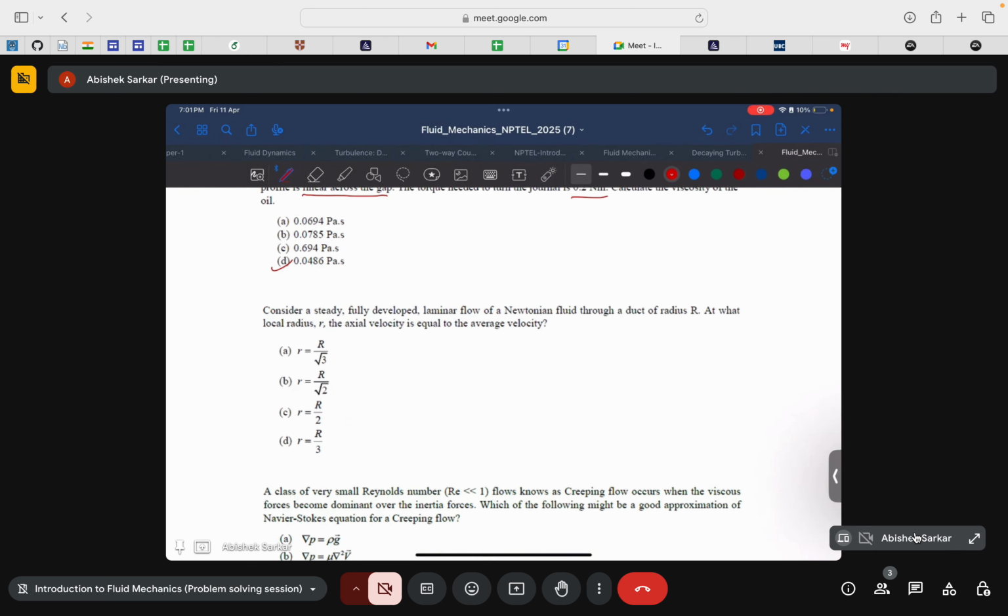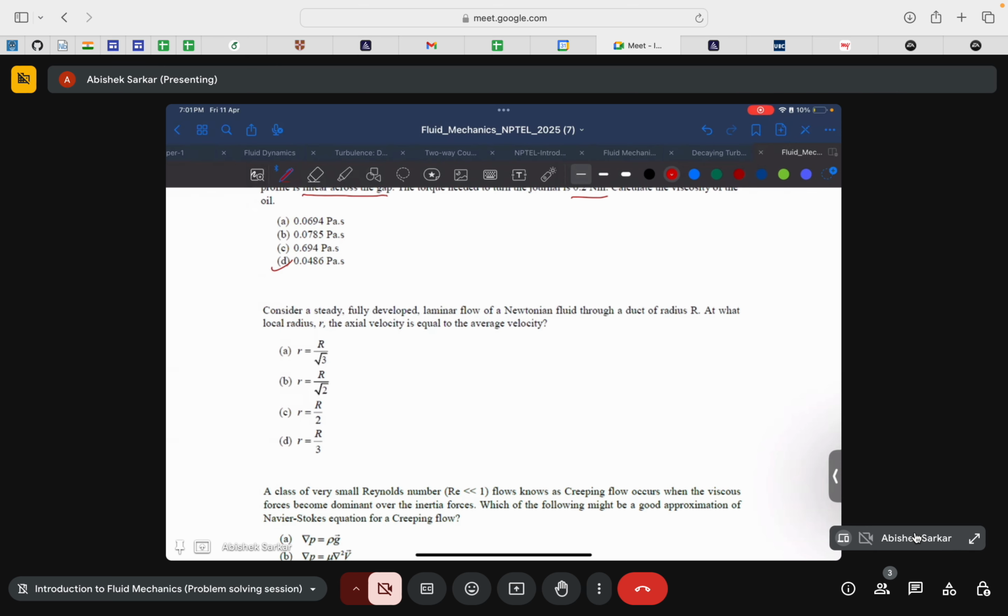Consider a steady, fully developed laminar flow of a Newtonian fluid through a duct of radius R. At what local radius r is the axial velocity equal to the average velocity? So in this question, you need to know the expression for the velocity for flow through a pipe. I skip that part, but I have the solution here.